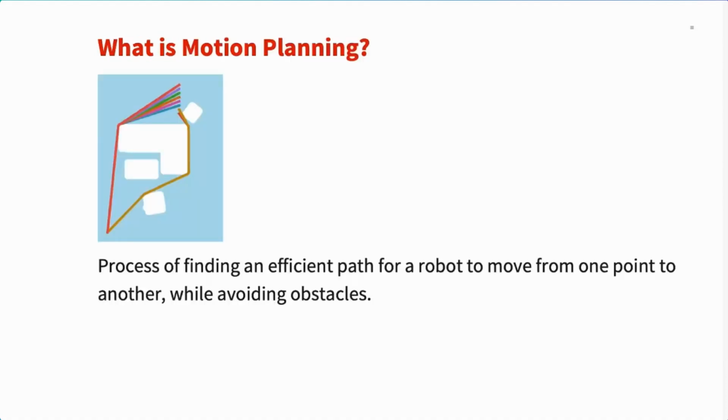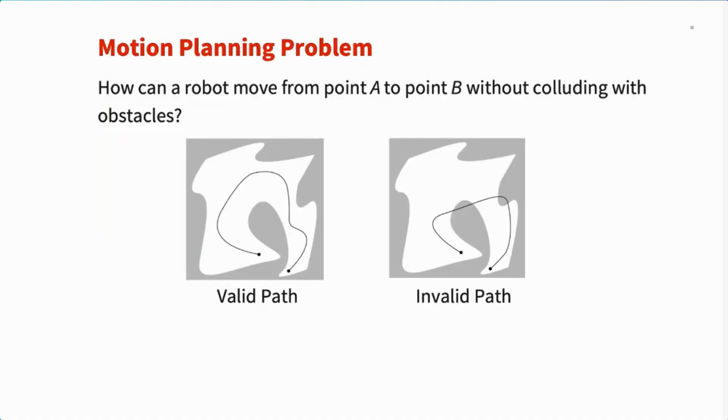So, what is motion planning? Motion planning is the process of finding an efficient path for a robot to move from one point to another while avoiding obstacles. Now let's move on to the motion planning problem. The problem can be simplified to how can a robot move from point A to point B without colliding with obstacles? That is, what is a valid path and what is an invalid path to get from this location to the other location that we are trying to get this robot to.